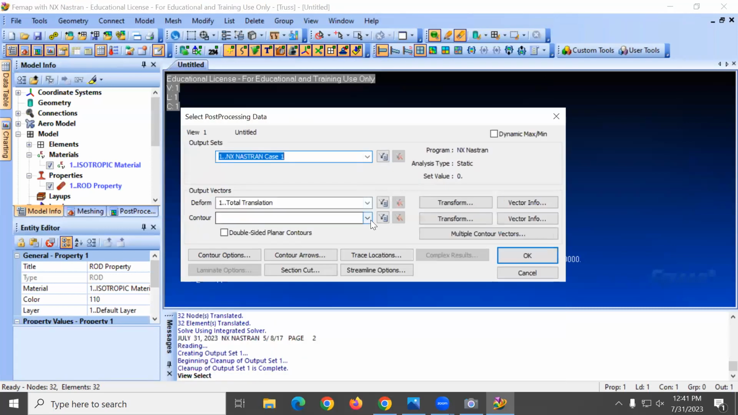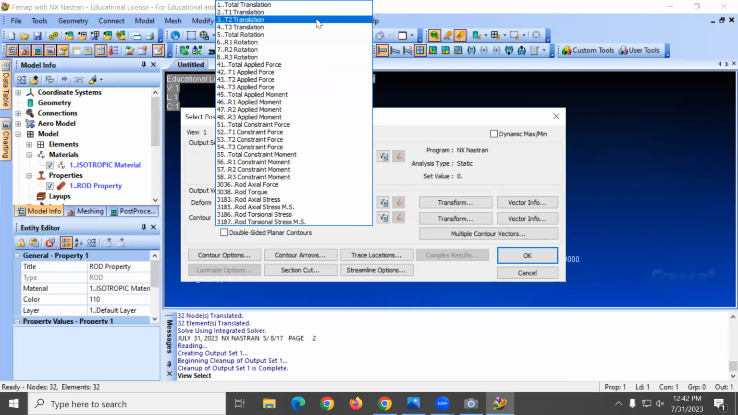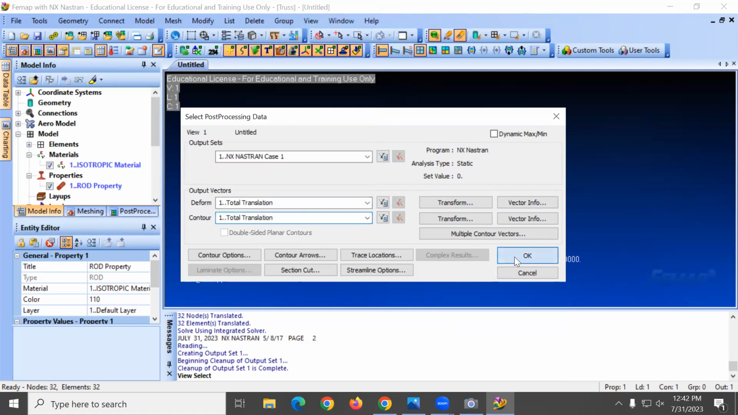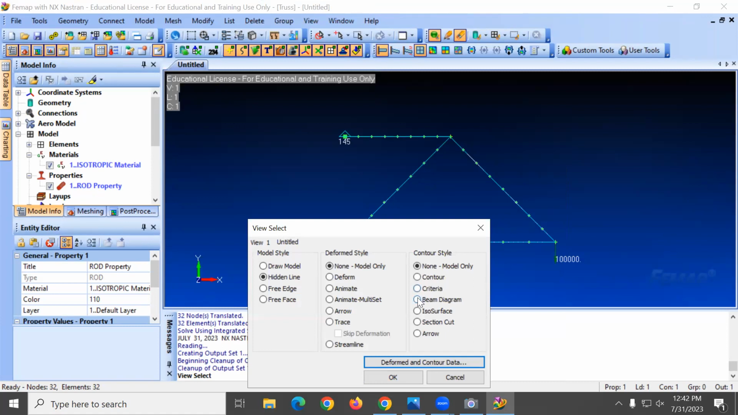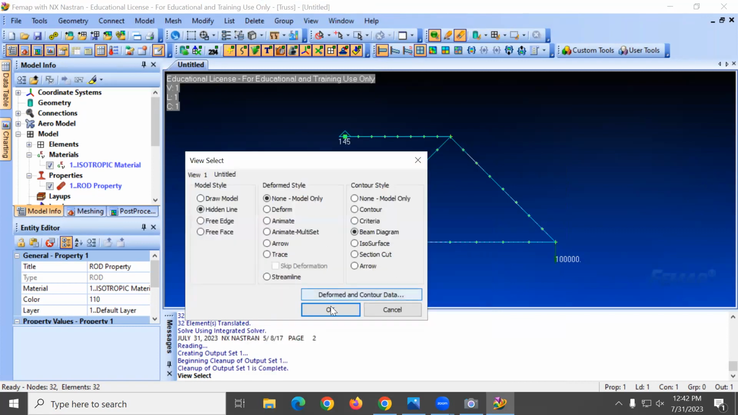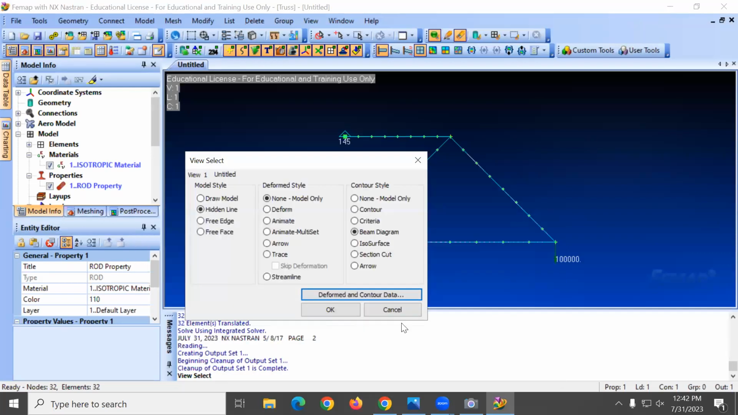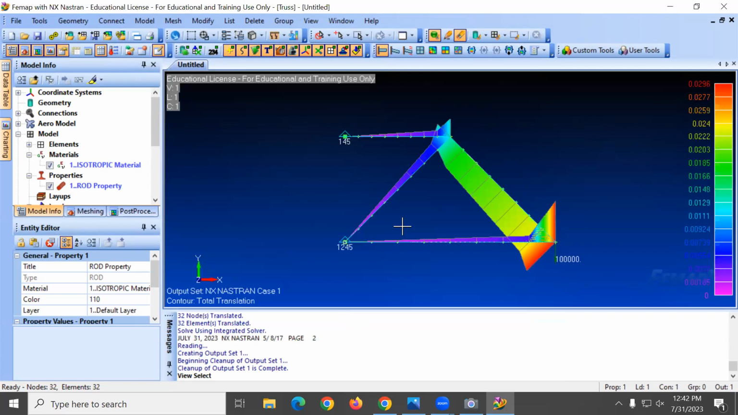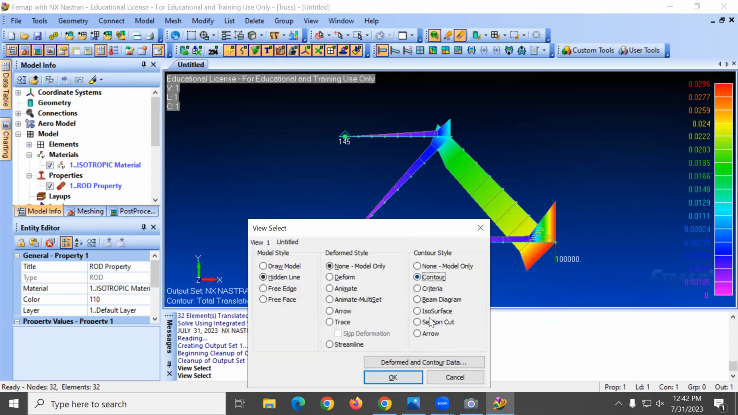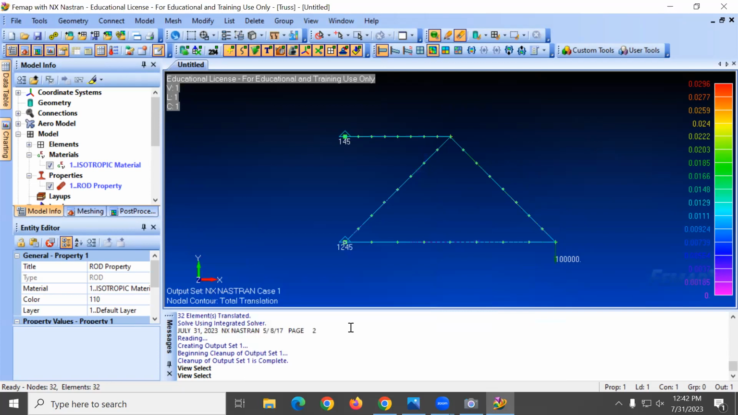You can look at the total translation or just the TY translation, which is the one. I look first at the total translation, see what it does. Let's do a beam diagram. I don't think the contour is going to do anything on this one. Okay, total translation, we did this stuff. Okay, so it looks pretty ugly now. Contour, I don't think that one will do anything. Yeah, that's what I thought.